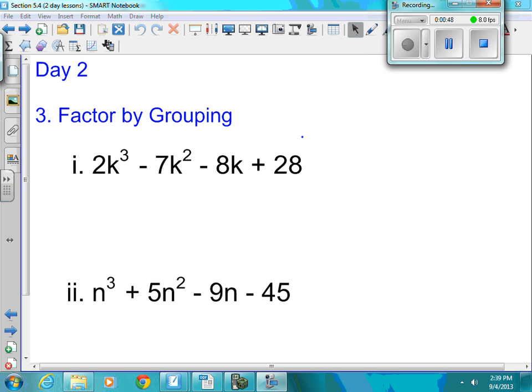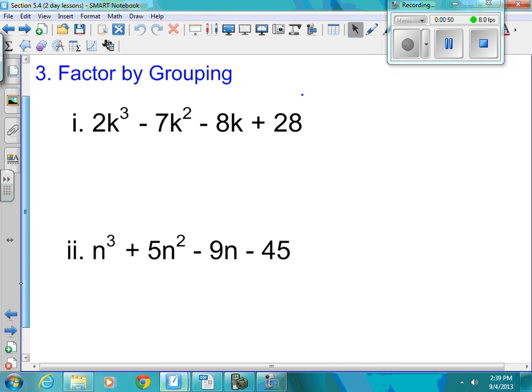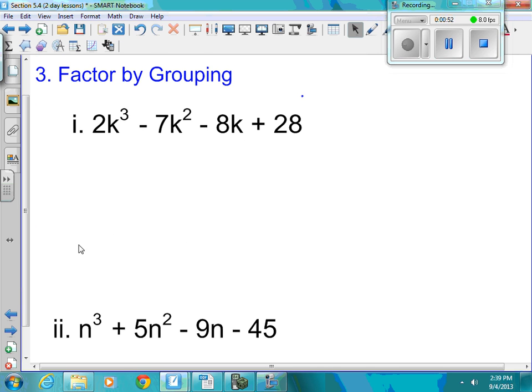Okay, factoring by grouping. Factoring by grouping is a method we're going to use when we have four terms in a polynomial, bigger than a trinomial, obviously. That's when you think factoring by grouping. When we start any factoring method, we should always start by looking for a GCF to factor out, or factoring out a monomial term, like we did yesterday.